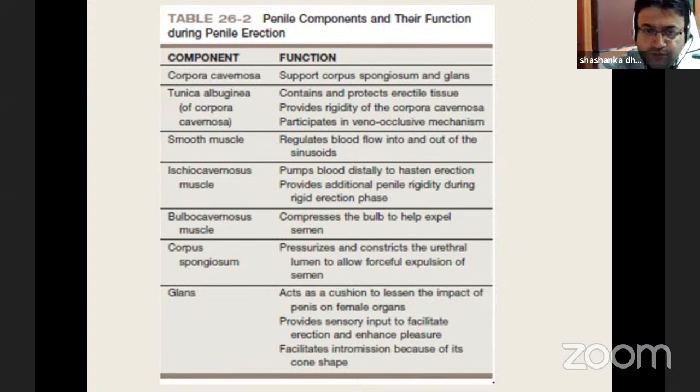Smooth muscle regulates blood flow in and out of the sinusoids. Ischiocavernosus muscle pumps blood distally to hasten erection. It provides additional rigidity during the rigid erection phase. The bulbocavernosus muscle is very important for the expulsion of semen, the ejaculation part. Corpus spongiosum pressurizes and constricts the urethral lumen to allow forceful expulsion of the semen. And the glans acts as a cushion to lessen the impact of the penis on the female organs. It provides sensory input and is very rich in nerve supply. And it facilitates intromission because of its conical shape.